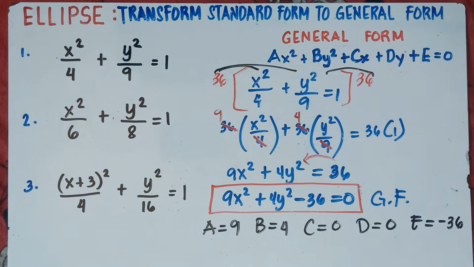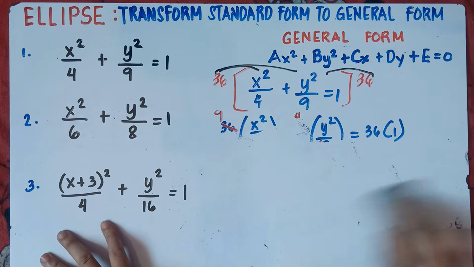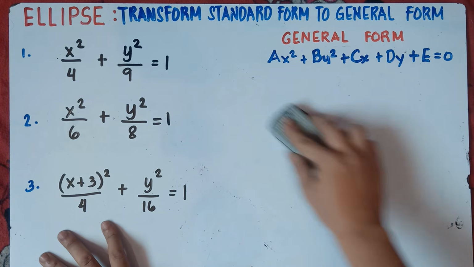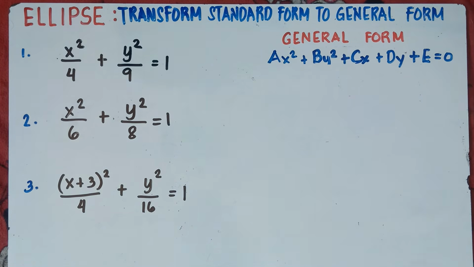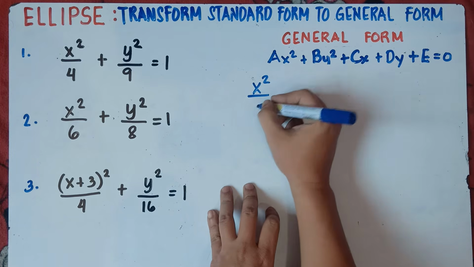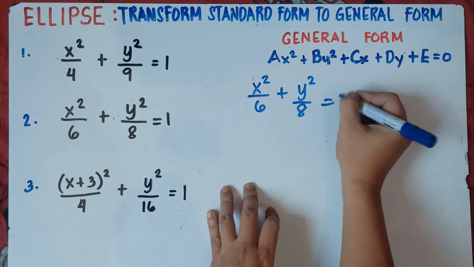Alright, so let's try number 2. Let me erase this one. Easy, right, for number 1? So that's it, class. That's how you convert the standard form into general form. Let's try number 2. So let me copy: x squared over 6 plus y squared over 8 equals 1.